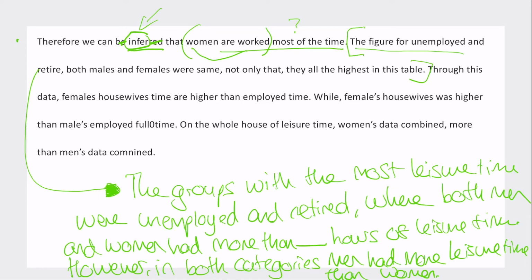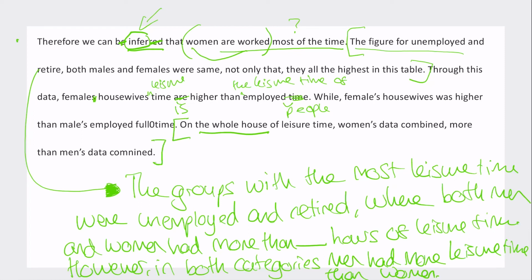Okay, so that will be a much clearer way of expressing what they're trying to say. Through this data, female housewives' leisure time is higher than the leisure time of employed people, while female housewives was higher than males unemployed full-time. On the whole house of leisure time, women's data combined more than men's data combined.